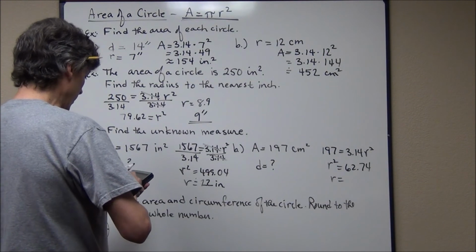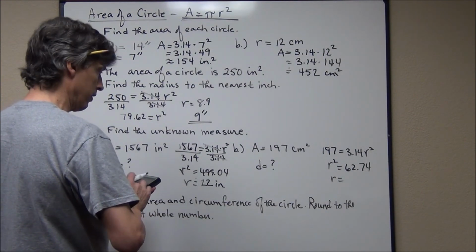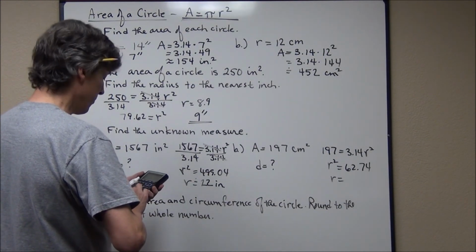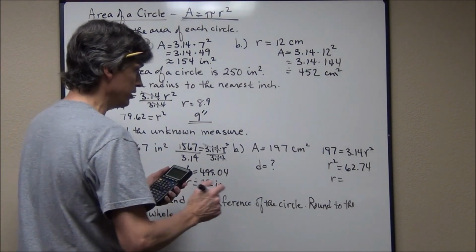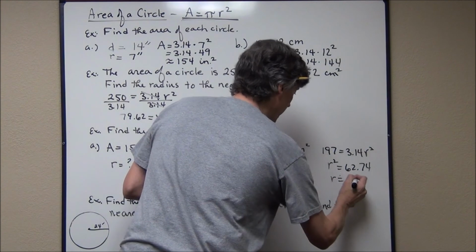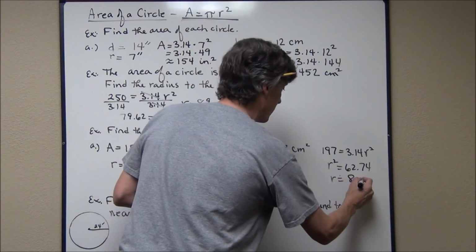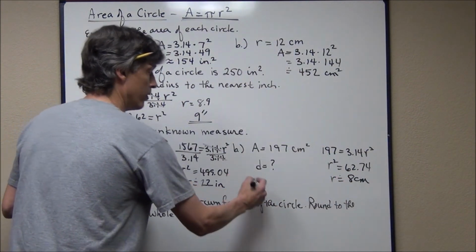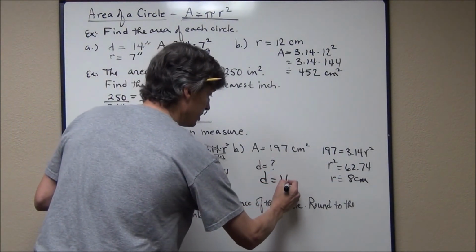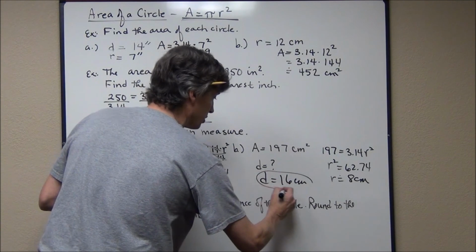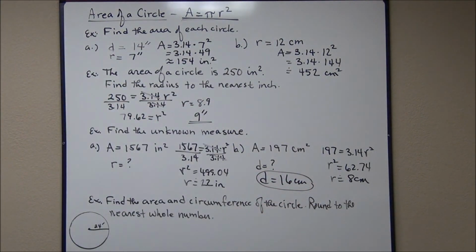round it to the nearest whole number, so the square root of 62.74 gives me 7.92, which is approximately 8, and this is in centimeters, but that's not my answer. They want the diameter. The diameter is twice the radius, so that's going to be 16 centimeters, and that's my answer right there. Now this last example, I've got another drawing there of a circle, and I'm asking you to find the area and the circumference of the circle.